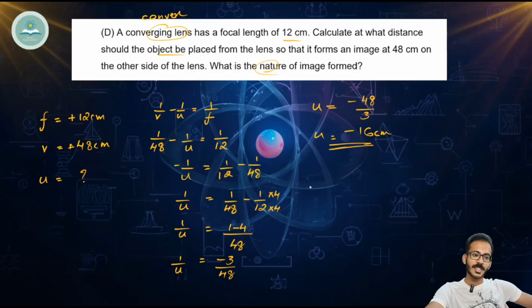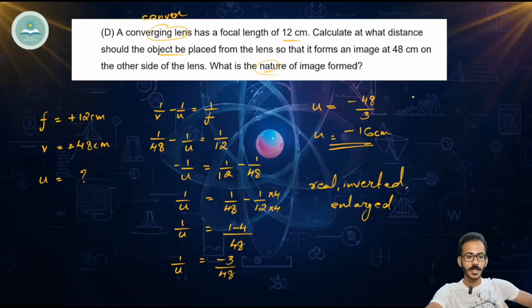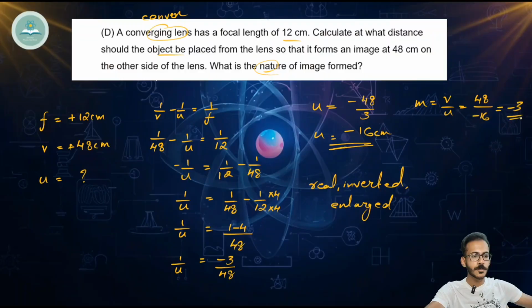So here the image is real. It is inverted because we are getting it on the screen, and it is enlarged. If we have doubt in that, we can find out magnification. Magnification is equal to V by U. Here V is 48 and U is minus 16 into 3. Here we know that 16 into 3 is 48. So minus 3. As we told earlier, it's a negative sign.